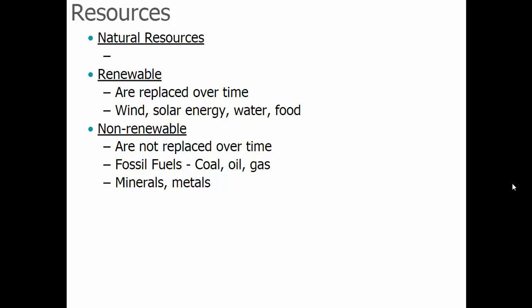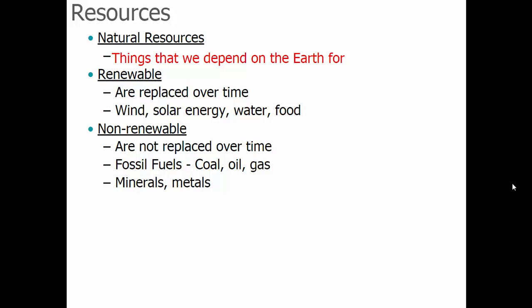So the things we take from the Earth, we call them natural resources, and we can sort of split them into two main categories, renewable and non-renewable resources. Renewable means things that are replaced over the short term, things that can be reused, things that don't get used up. So we can grow crops in the same field for many years, and we consider that a renewable resource.